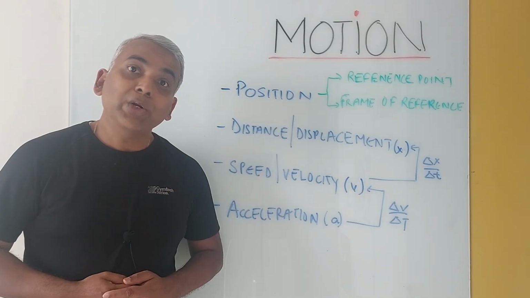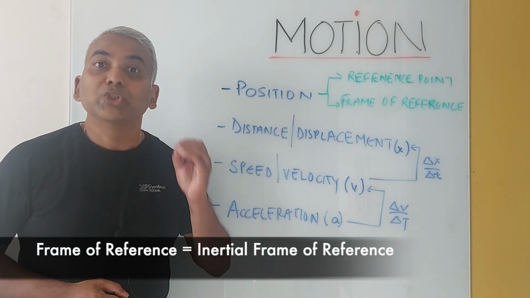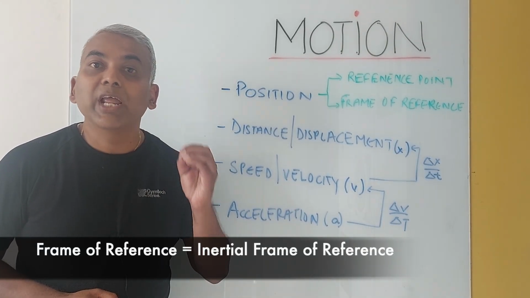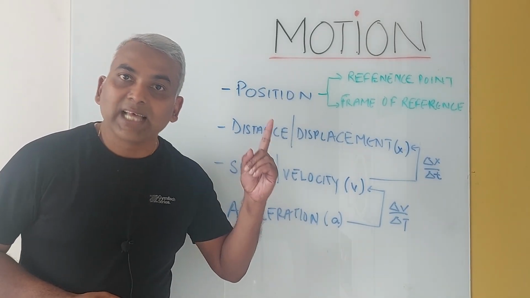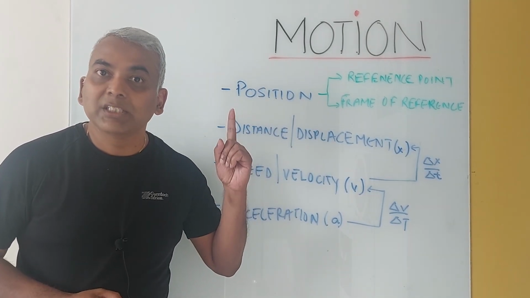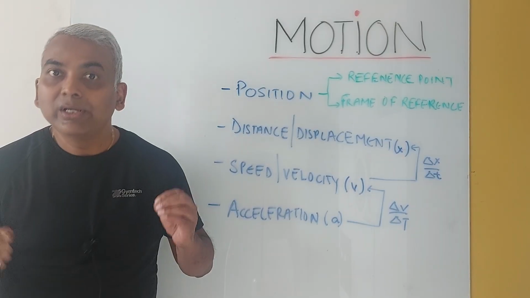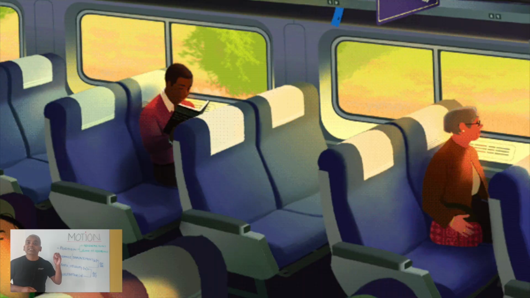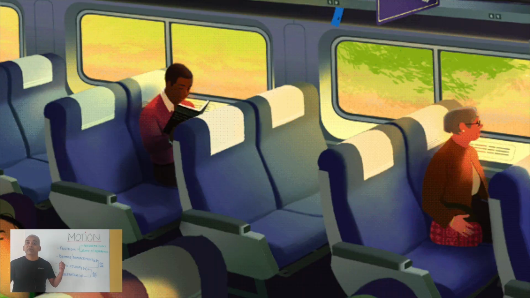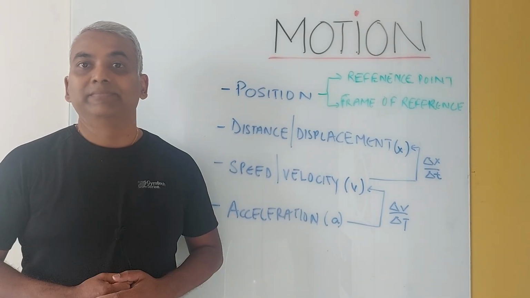So, it is very important to note that the reference point should be in the inertial frame of reference. In the first example, the reference point, the person standing on the platform, is in the inertial frame of reference called ground. In the second example, the person sitting in the front on the train is the reference point, which is in the inertial frame of reference, that is the train.